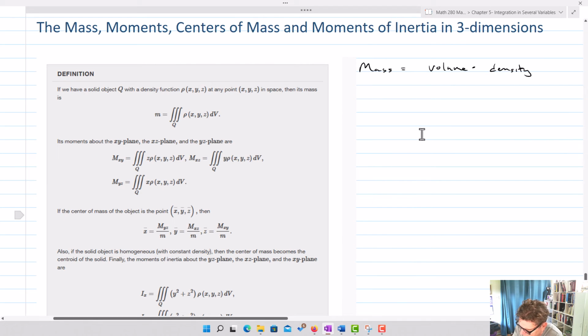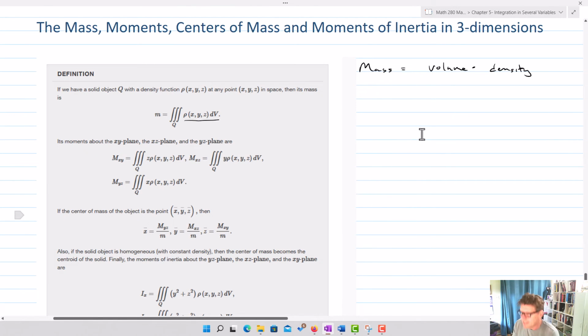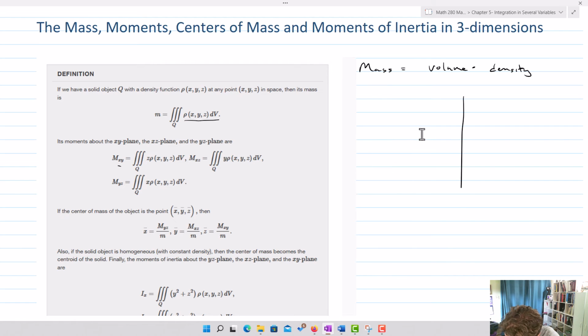And so you can see that that's what's going on right here. That's that volume times the density, or we're kind of approximating that density over this entire region over its volume. So we've got that triple integral, rho of xyz dv. It's moments about the xy plane, the xz plane, and the yz plane. So the xy plane, we're going to do this in 3 dimensions.